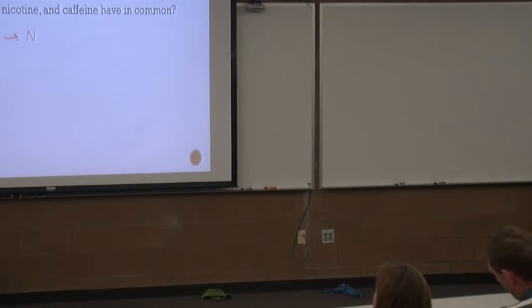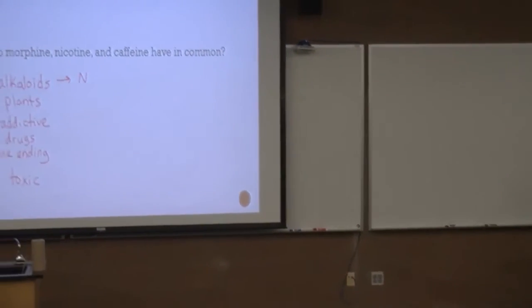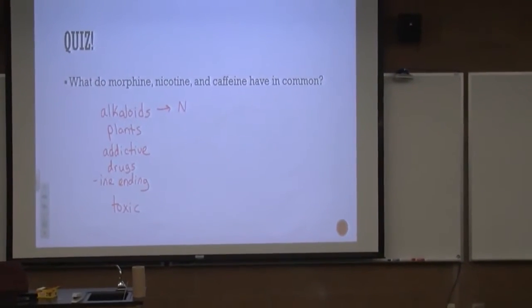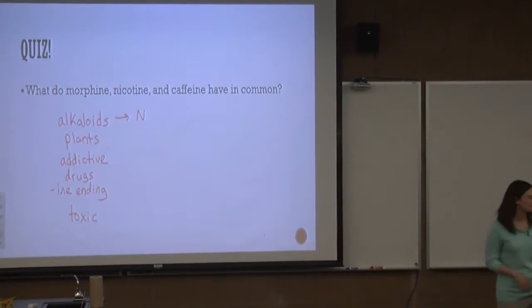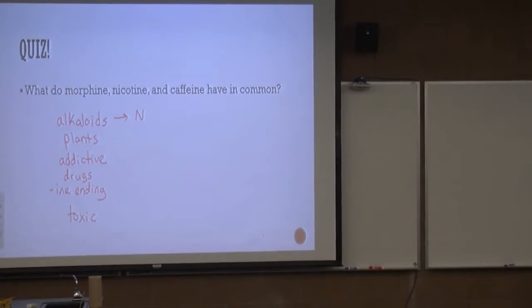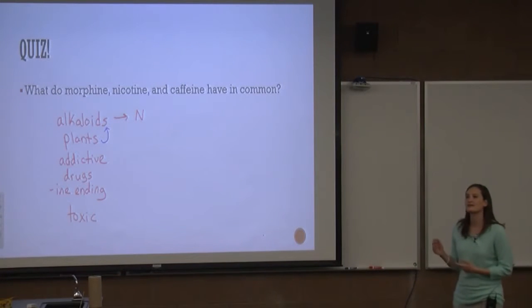So I do want to go back to alkaloids. Alkaloids are a class of drug molecules that come from plants. So we'll put plants. And they're basic, so they're alkaline, and the basicity of these comes from them containing a nitrogen atom. So there's a whole class of drugs under alkaloids, they come from plants and they're basic drugs, and these happen to be 3 of them.